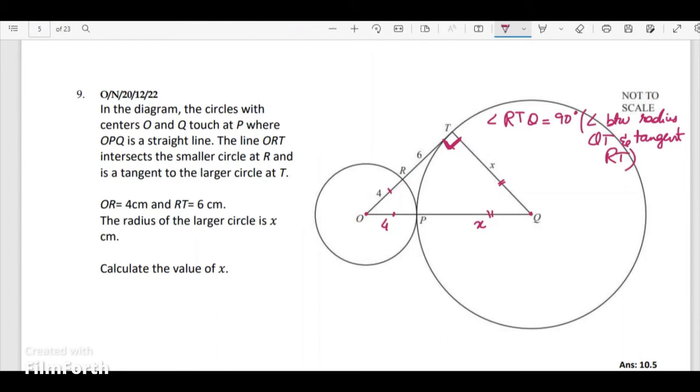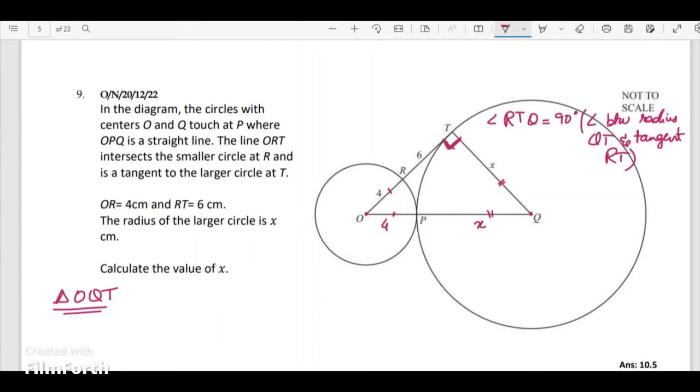Next up, we have to work out the value of X. We do not have any other angle given, but what we can see now is that we have a right angle triangle, and the triangle I'm looking at is OQT. In a right angle triangle, whenever we have to figure out length, we could use trigonometric ratios, but for that we need one other angle in the triangle. If we are not given that, we use Pythagoras theorem. So over here we are going to use the Pythagorean theorem.